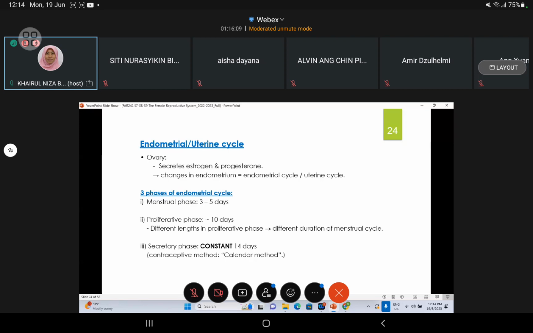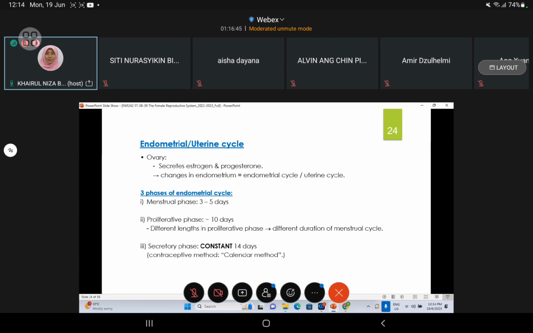So what is constant is the last phase, which is the secretory phase. It remains constant for 14 days. This is the basis of the contraceptive method known as the calendar method, whereby a couple may count down 14 days from the beginning of the next cycle to determine the ovulation stage of the female. So this can be used as a contraceptive method.